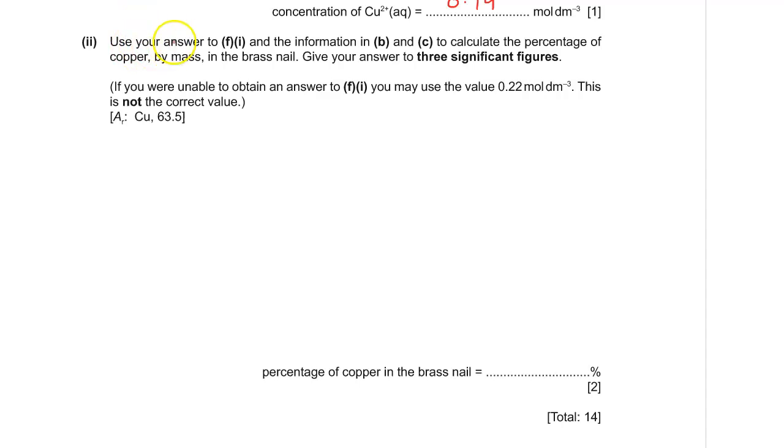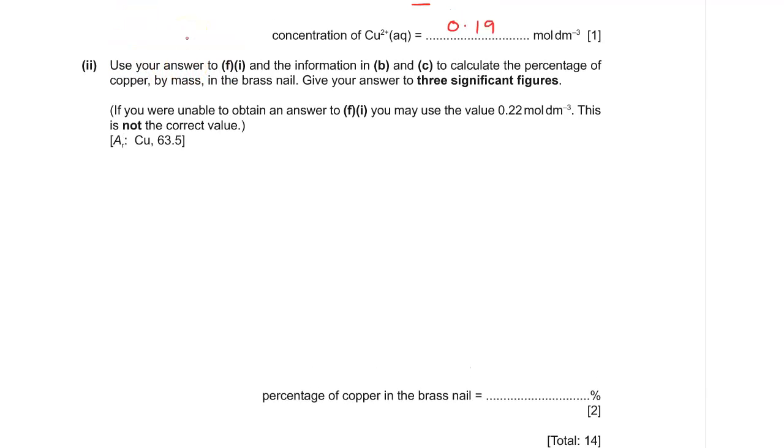Part 2. Use your answer to F1, which is 0.19, and the further information in B and C to calculate the percentage of copper by mass in the brass nail. Give your answer to 3 SF. If you were unable to obtain an answer for F1, you may use the value of 0.22. This is not the correct value.